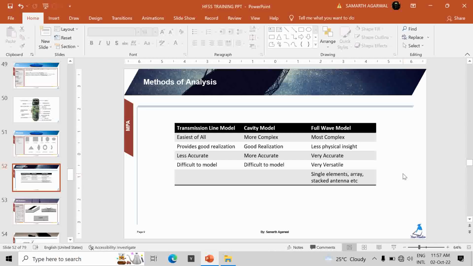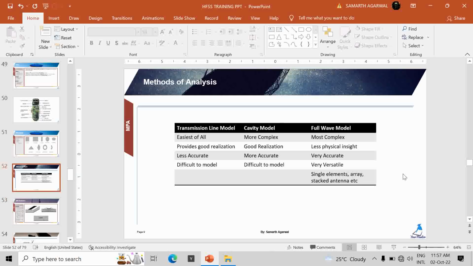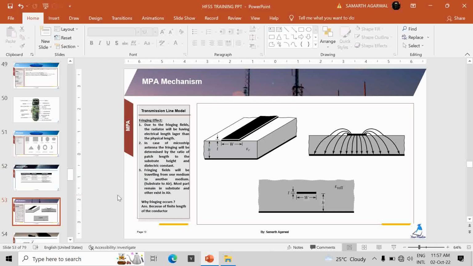Now further, what is the mechanism of MPA, that is microstrip patch antenna? We have seen the mechanism for the antennas, and that too with the concept of two wire antennas at that time. So I have depicted how the antenna will behave. Now let us see the mechanism in the case of the transmission line model.